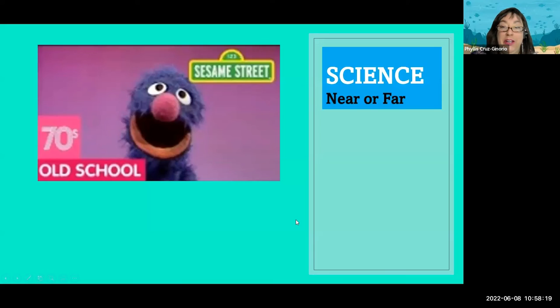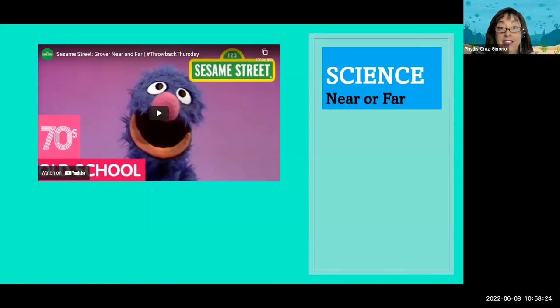Yes, we are going to be learning about near and far. In science, we are talking about distance. Here was the important question. Why does the sun look so big, even though it's not the biggest star in the whole sky?